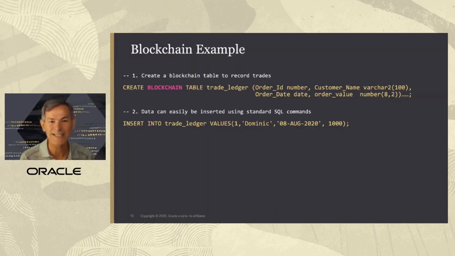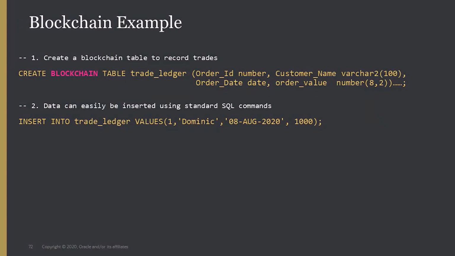Here's a very simple example. When you create a table, all you have to do is put the blockchain keyword in the create table statement, and you get a blockchain table, and it does the cryptographic chaining automatically. And there's a number of benefits that you get. First of all, you just use normal SQL. So here's how I insert a row into that table. Looks like any other insert.